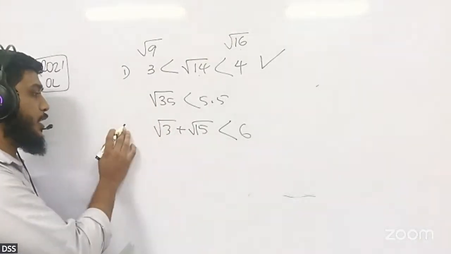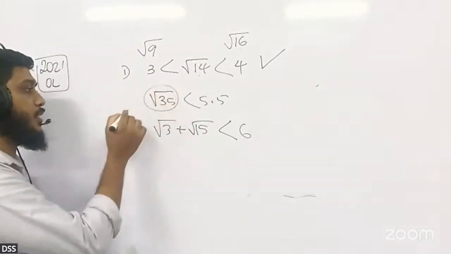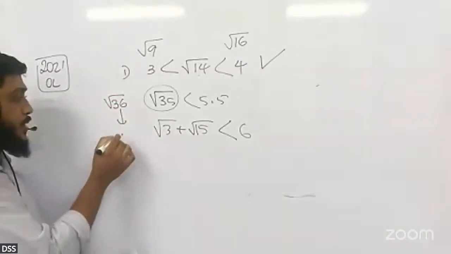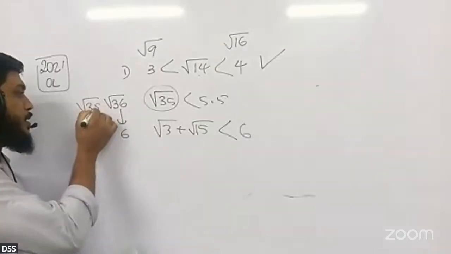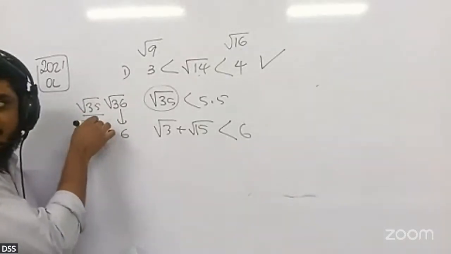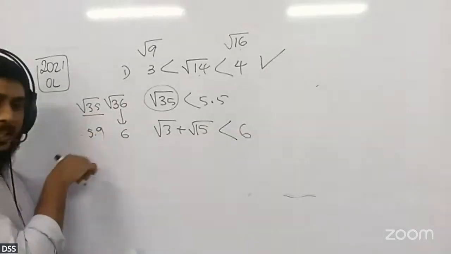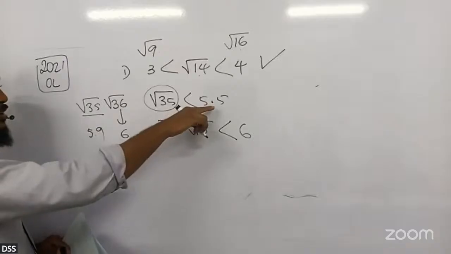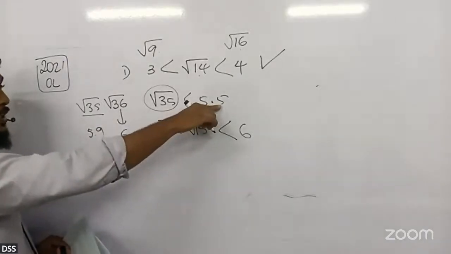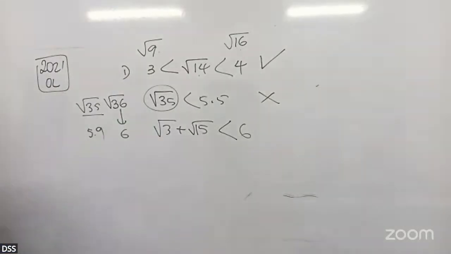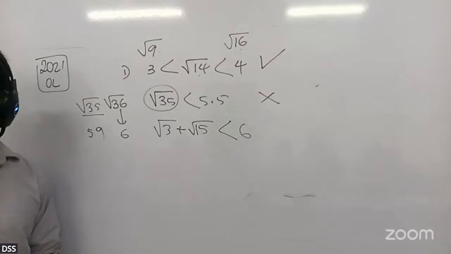Root 35 means, what is the closest root for 35? Root 36. What is the root 36 value? Something like 6. Root 35 should be something like 5.9, 5.8. Okay? So therefore they have said 5.5 is bigger than root 35. That is obviously wrong. But we don't go to find 35's value and all. We have to just guess and give an idea. It's right. Got the point?